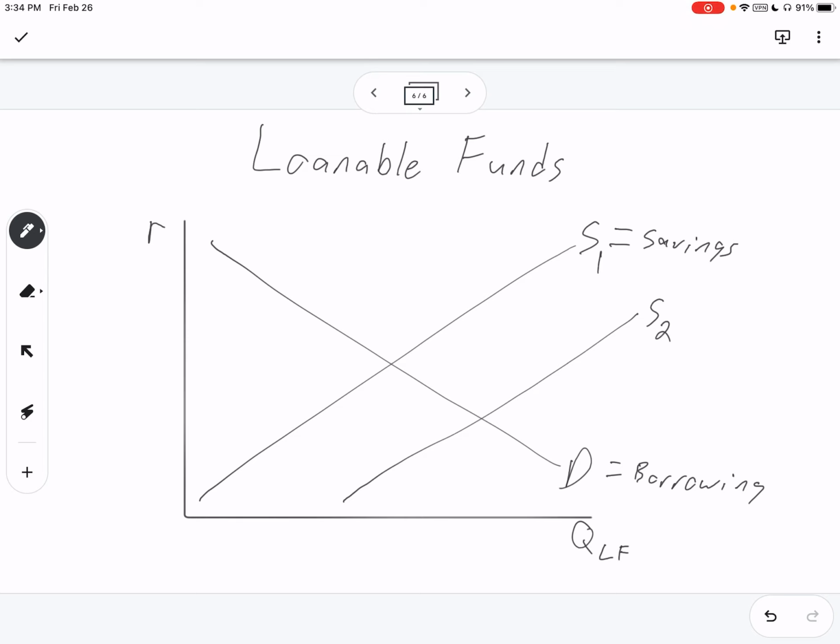So the supply of loanable funds increases, and interest rates go down.